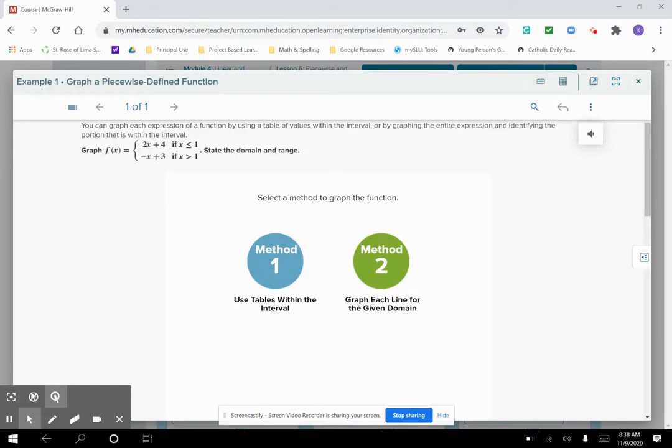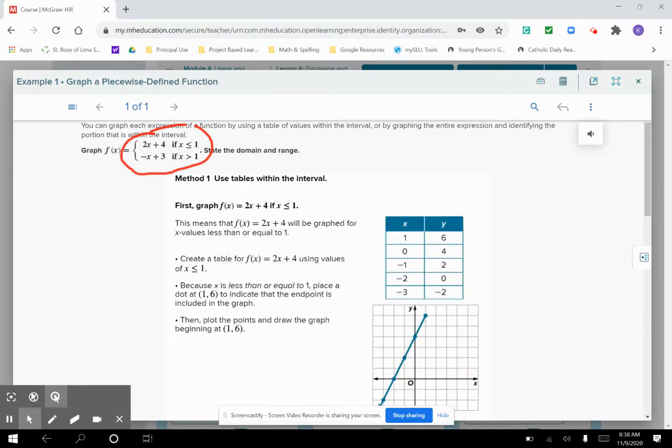All right, so this is made of two different functions, and I want you guys to focus on this. Here are the equations for the two different functions, and you have to name the domain and the range for each of them. And the best way to do that, I'm going to show you two different methods, is you can use a table to see what the interval is. So we're going to go ahead and use a table for that.